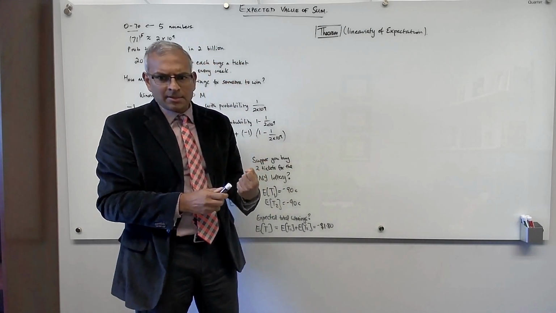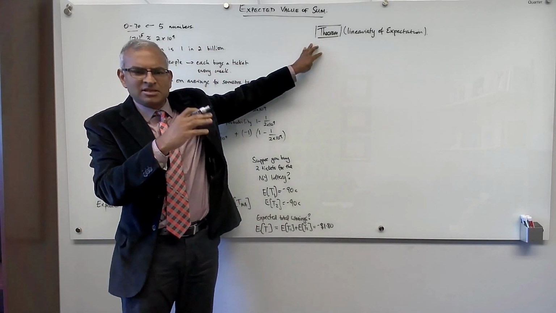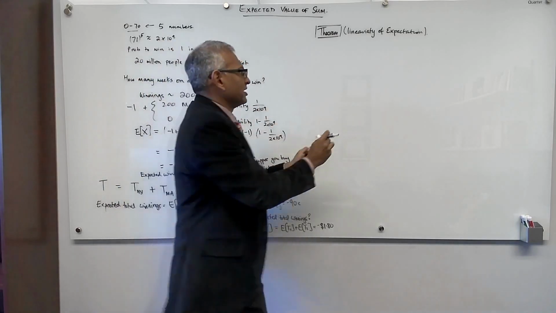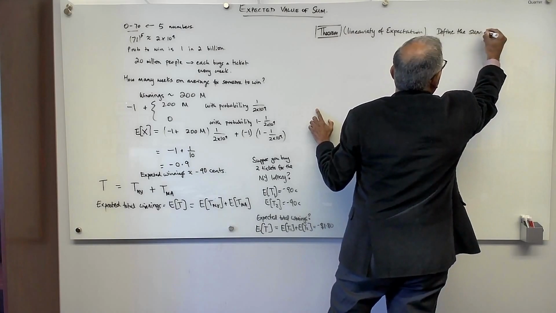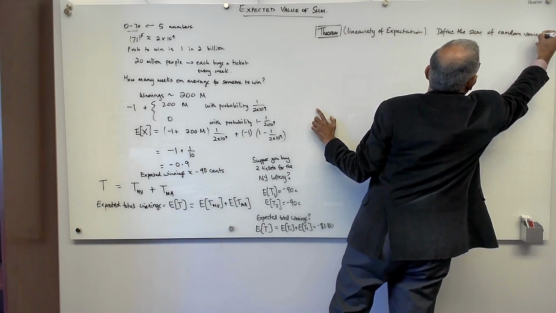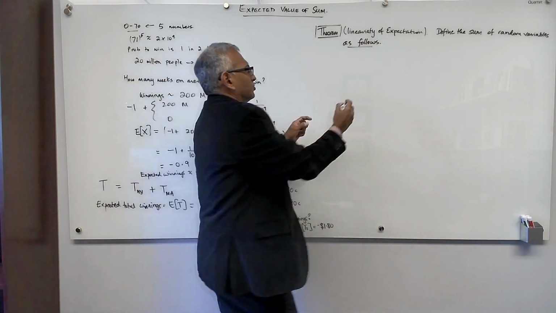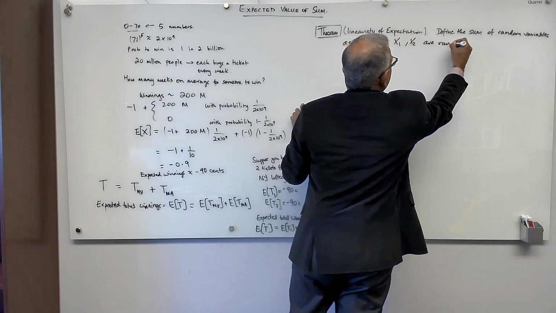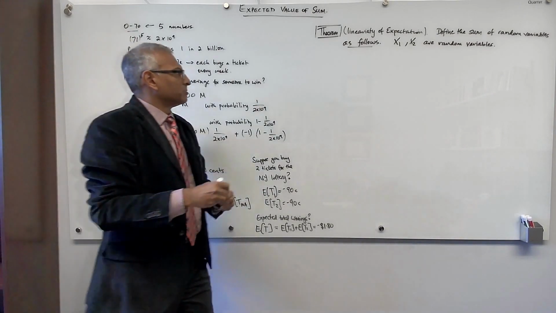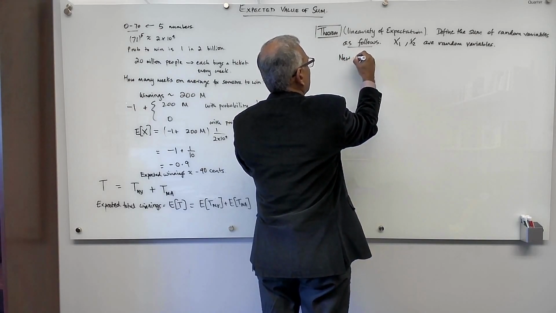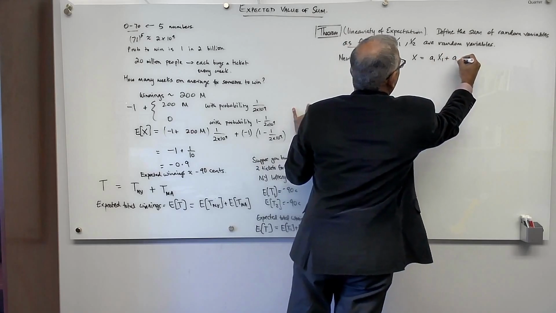So in general, let us define the sum of random variables. Even though I'm stating this as a theorem and describing things like the sum of random variables, I'm going to put it all in the theorem just so that it's all in one place. So define the sum of random variables as follows. Let's say you have random variables x1 and x2. Then we can define a new random variable x, which is, let's call it, a1 x1 plus a2 x2.